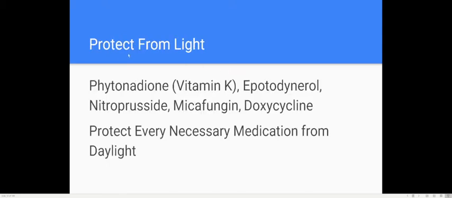Protecting from light. So protect every necessary medication from daylight. Phytonadione, or vitamin K, it's also called. Epinephrine, nitroprusside, micafungin, and doxycycline. Pretty much, the acronym is pretty easy to remember once you see it and put them together. So protect goes with phytonadione or vitamin K. Every goes with epinephrine, then nitroprusside, micafungin, doxy. Not too hard, just something you need to keep reps on and you'll get it.